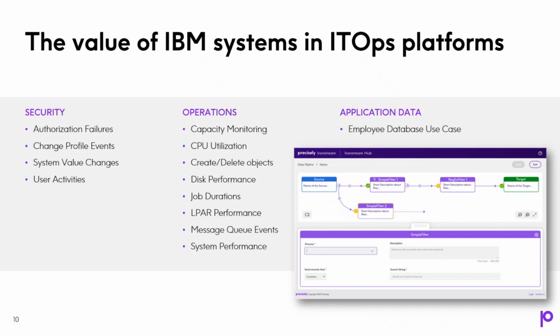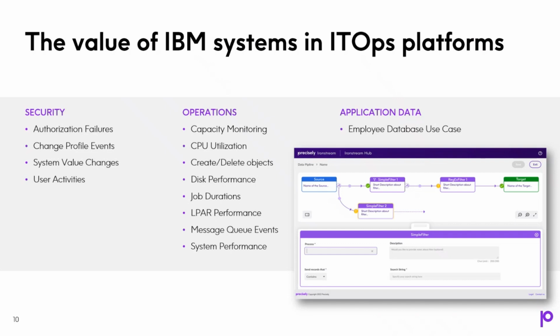Well, the reality is that when you bring these things in a real-time or near real-time fashion, you get a lot of goodness across security, operations, and application data. So thinking about security, wouldn't you like to know as soon as there's a change in the profile of events or a high hit of user activities? Wouldn't you like to know that as it happens instead of an hour from now where someone might be accessing your system? When you're looking at operations, it's good to understand capacity, CPU utilization, job durations, disk performance, all of these things that can greatly impact the serviceability of your organization.